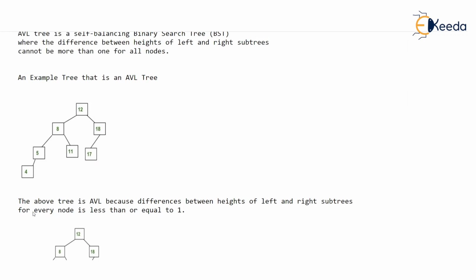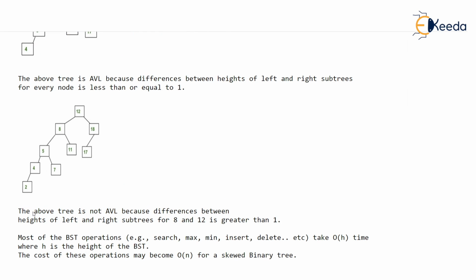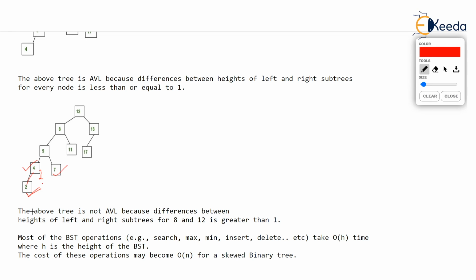Whereas this tree is not balanced, observe. Tree is not balanced because if you check from bottom level, 2 is balanced, 4 is balanced, 1 minus 0 is allowed, 7 is balanced. Come one level up now, check these nodes, one level up. 5 is also balanced because the left height is 2, 2 levels on the left and just one level on the right. So it is balanced, 2 minus 1. 11 is perfectly balanced, 0 minus 0. 17 is balanced. 0 minus 0 again for 17.